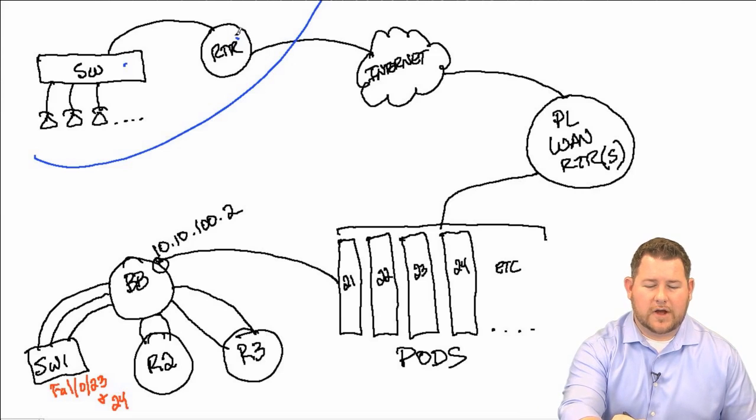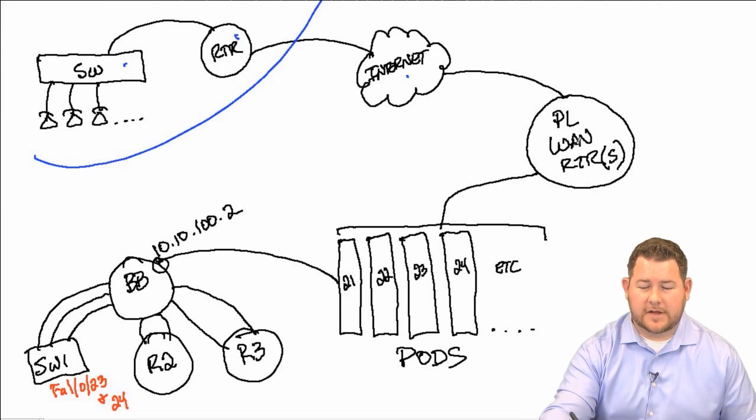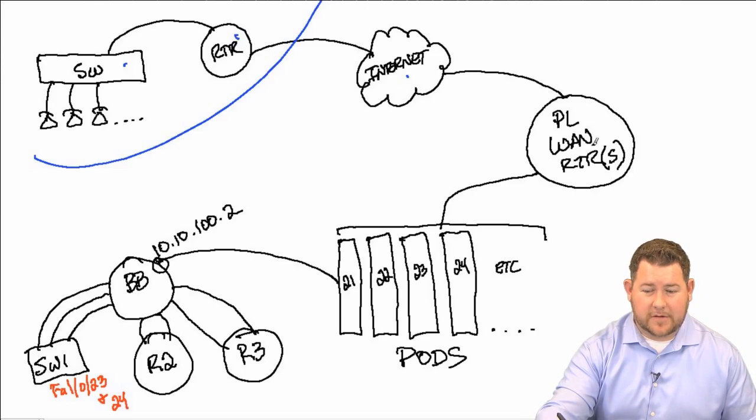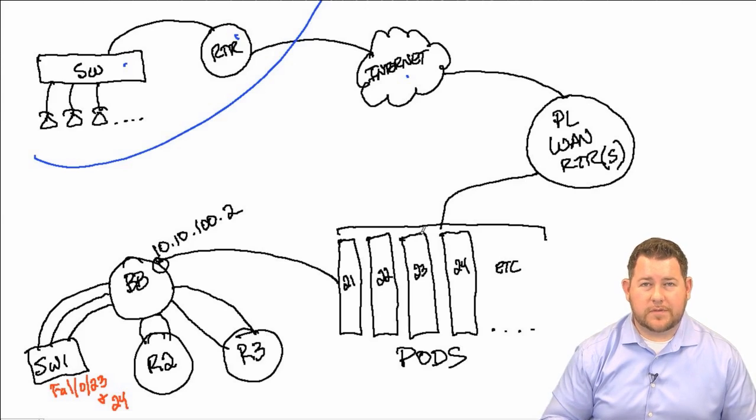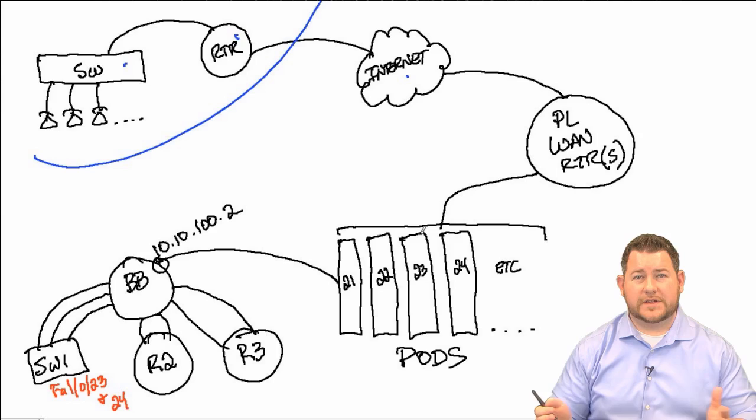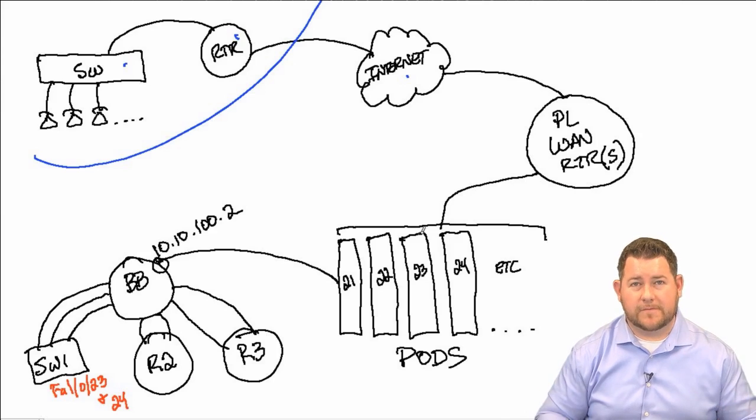So your home router's over here, we're going over the internet, and then we're going to our WAN routers here at Proctor Labs. And then from there, that WAN router is going to connect you into one of the pods, and that's based on your authentication, right? So you're going to log in with your username and password that you have for Proctor Labs. It's going to say, oh, this user is assigned to pod 23, for example.